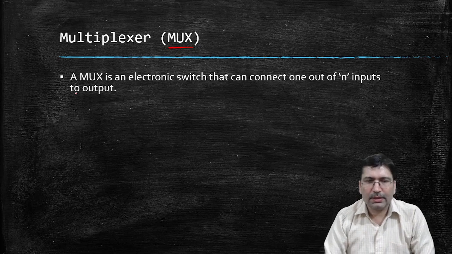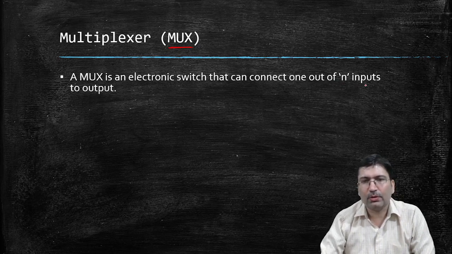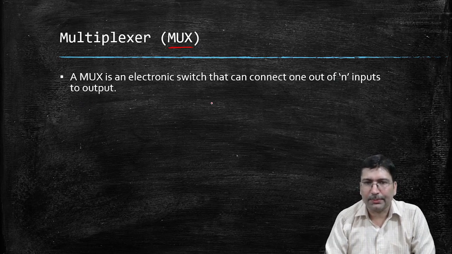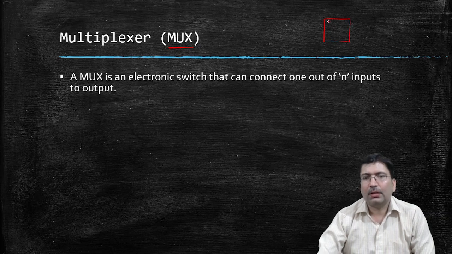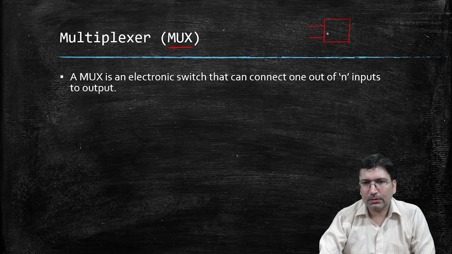So what is a multiplexer? A multiplexer or mux is an electronic switch that can connect one output out of n inputs to the output line. So we assume that there is a circuit. Let me draw it like this. Let's say it is a mux, and I'm assuming a 2 cross 1 mux. So this is a 2 cross 1 mux.